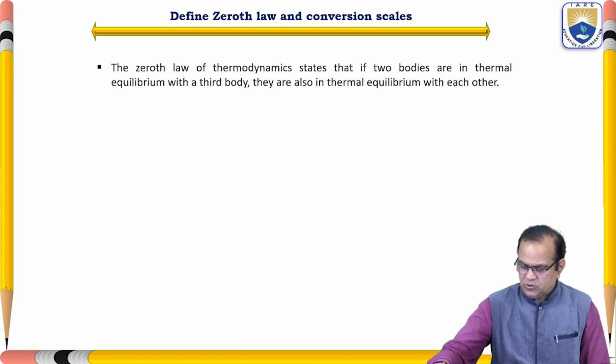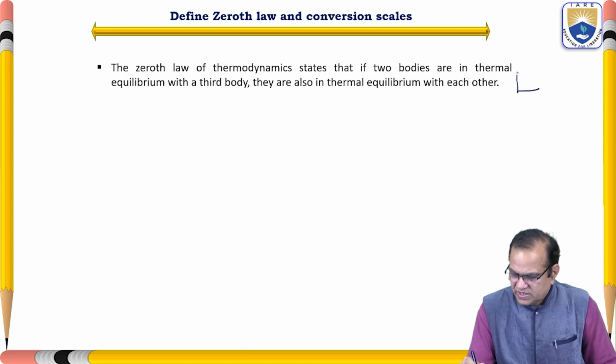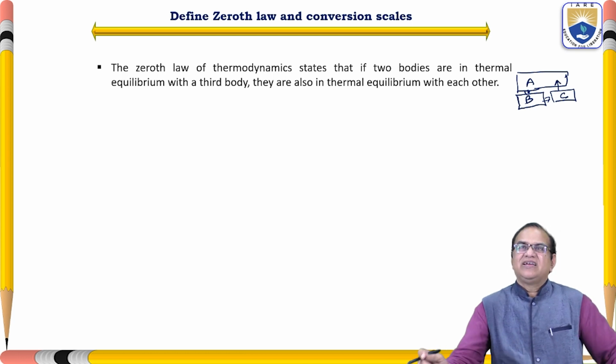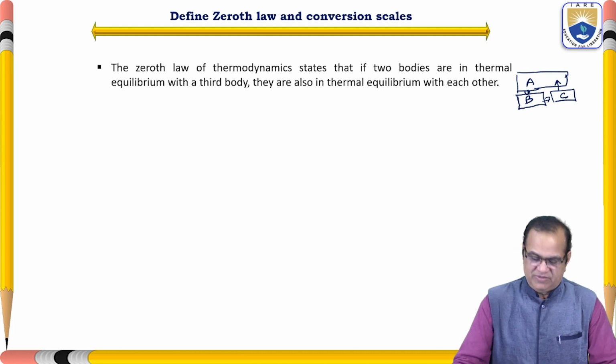So suppose this is body A, which is in equilibrium with body B. Now body B is in equilibrium with body C. So we can say that C is also in equilibrium with A. So this is called the Zeroth law of thermodynamics.